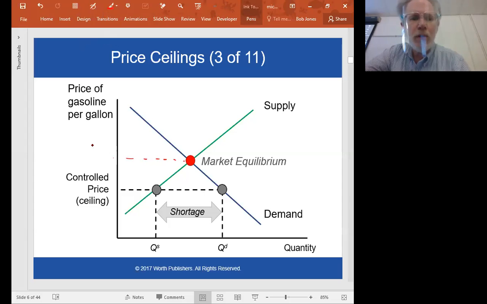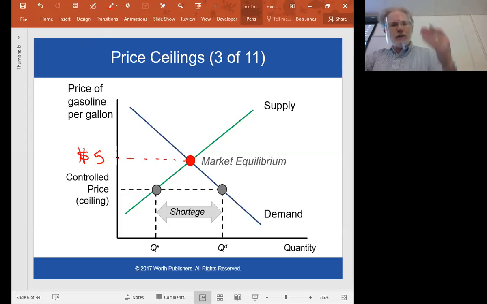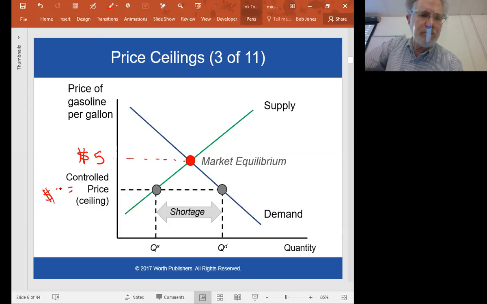Say the equilibrium price is $5. If the government says, no, that's not fair, the price should be $2, then the consumer, if he's not thinking very far, says, this is great. I only have to pay $2 rather than $5. I'm going to be better off. But we have to think through what are the consequences that are going to result?